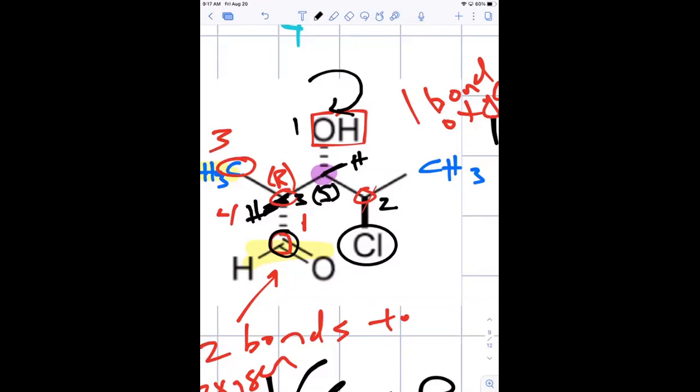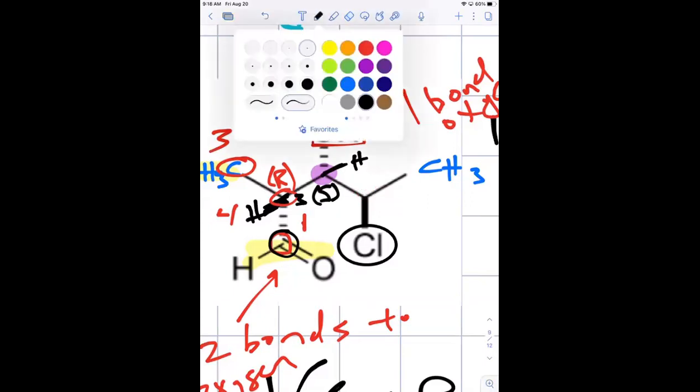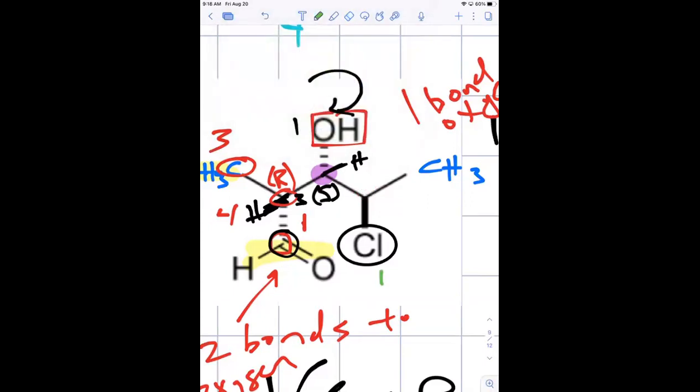All right. Now let's look at the last one. If we prioritize, obviously chlorine is going to be 1. And then you have 2 carbons on either side, here and here. One carbon is bound to oxygen, the other one is bound to hydrogen. Which one do you think is higher in priority? The one bound to oxygen. Good. So that's 2, and that's 3. And that looks like it's also clockwise because there's an H, but it's dashed.